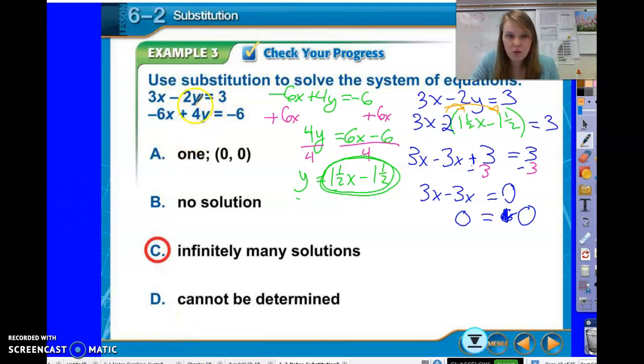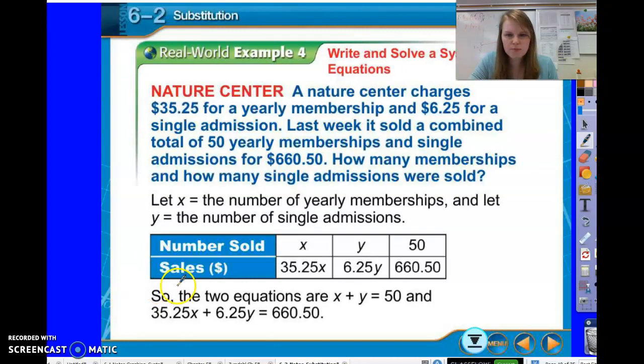Fun fact, if you get y on a side by itself for both equations, they should be equal. Okay, let's look at a word problem. This one says nature centers. We've got this much for a yearly membership, $625 for single admission. We know that they sold a total of 50 yearly memberships and single admissions for a total of $660.50.